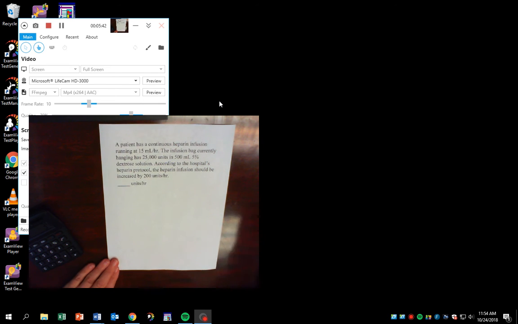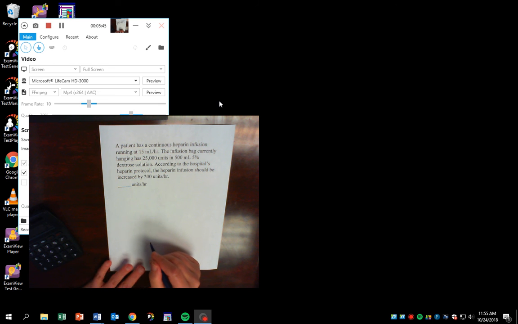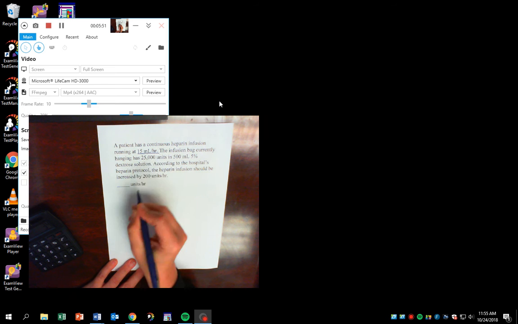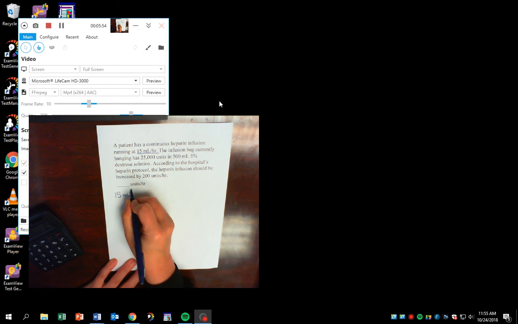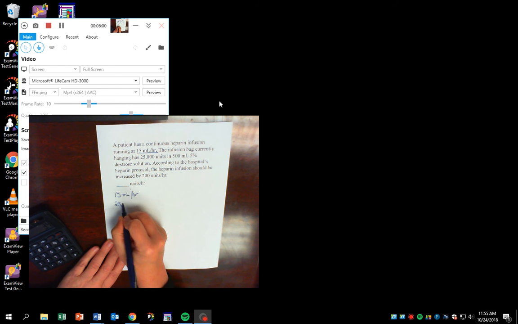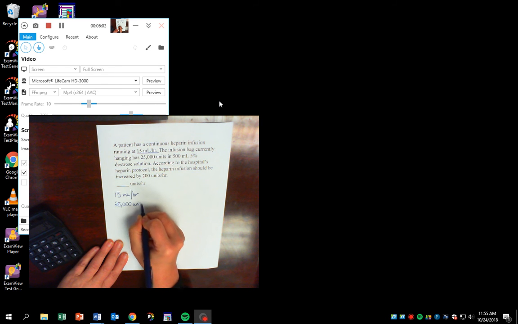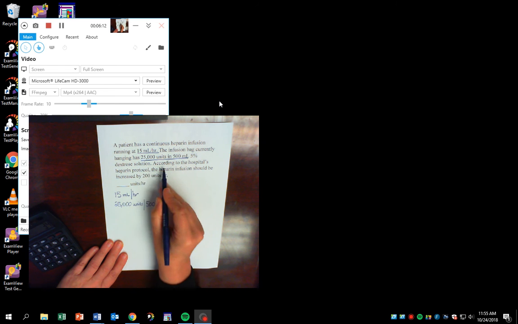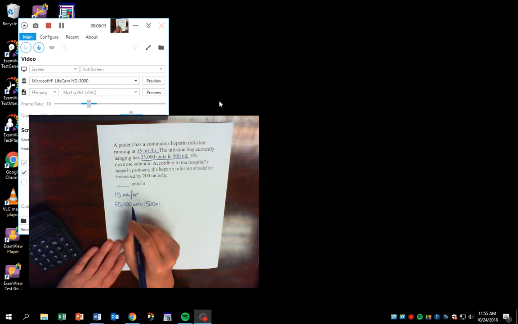And then we have my last example here. So we have a patient has a continuous heparin infusion running at 15 milliliters per hour. The infusion bag currently hanging has 25,000 units per 500 milliliters, and that's here. And then it says, according to the hospital's heparin protocol, the heparin infusion should be increased by 200. So I want to put this, increased by 200 units per hour.